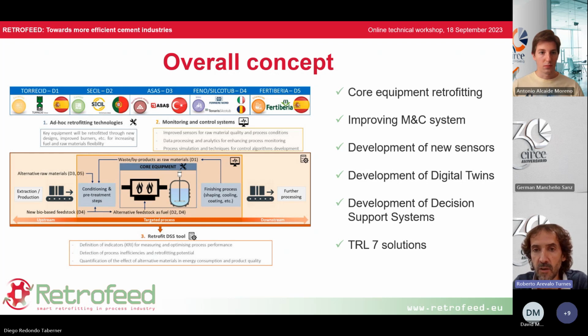On top of this, we are also improving the monitoring and control system in each industry, including novel monitoring systems like image systems, for example. And we are connecting this monitoring with the DSS, so we have real-time information of the processes. Finally, our solutions aim at a relatively high level of TRL, which is 7 in all cases. Next, please, Diego.